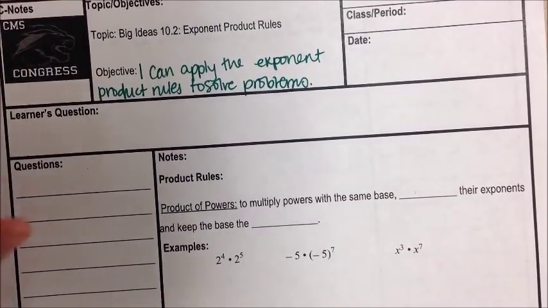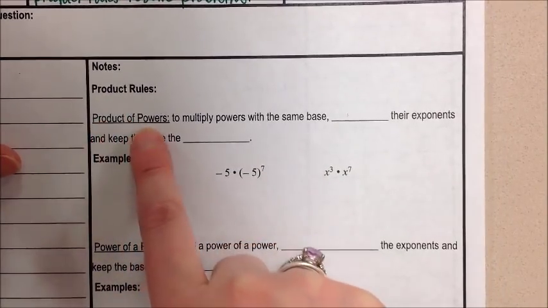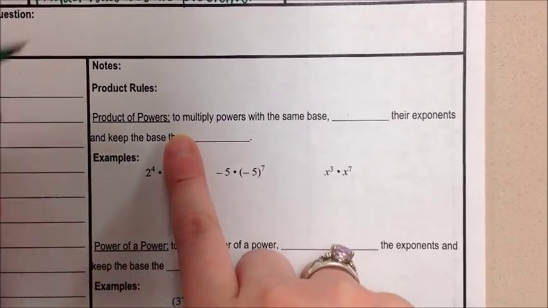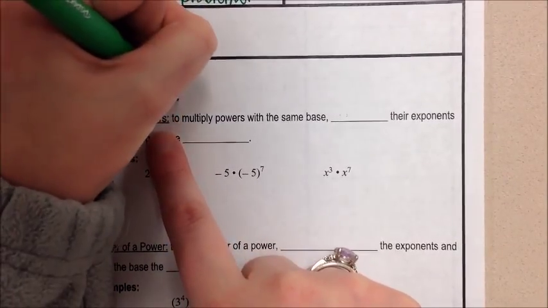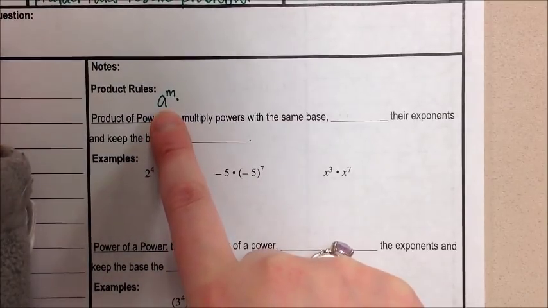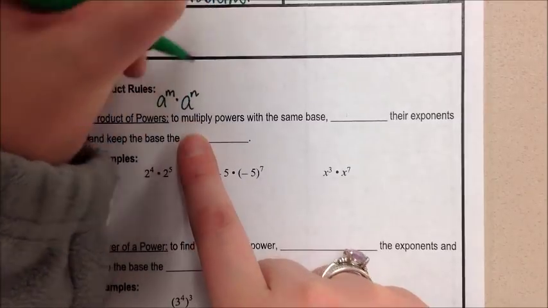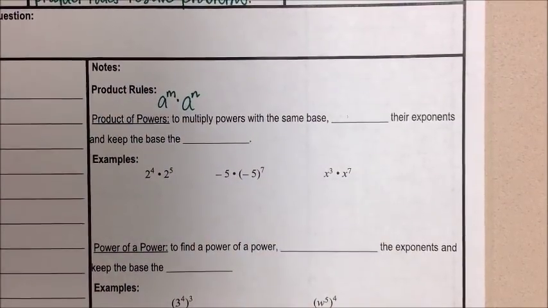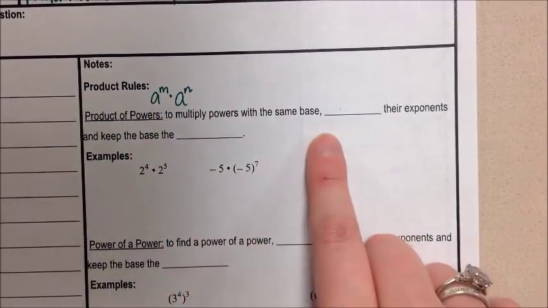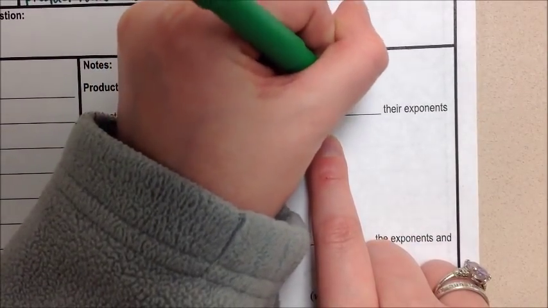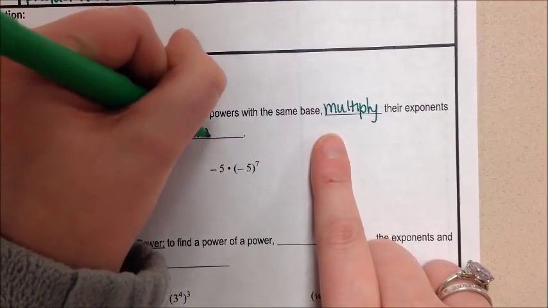Our first product rule is product of powers, which means I have some number to the m, times that same number to another number. It could be the same, could be different. When we're multiplying powers that have the same base, we add the exponents and keep the base the same.